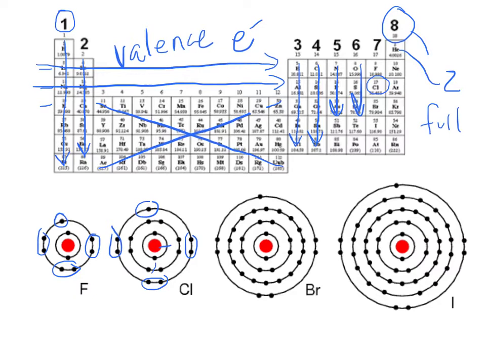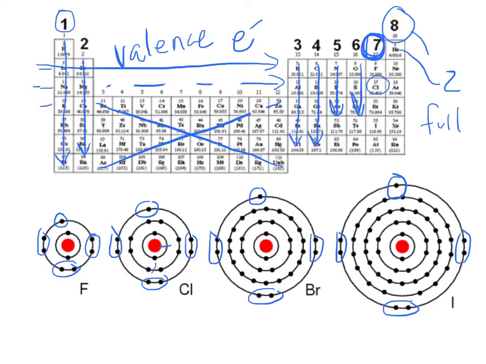If we look at bromine, it has 4 energy levels, but that outer shell has 7 electrons. And iodine has many energy levels, but once again, that outer shell has 7 electrons. And so that's where we get this number 7. It's the number of valence electrons. So that is something that you need to know.